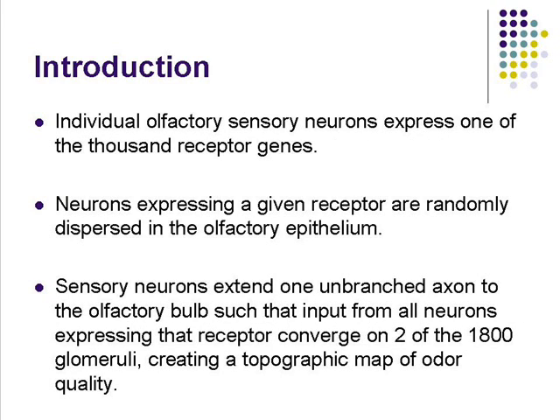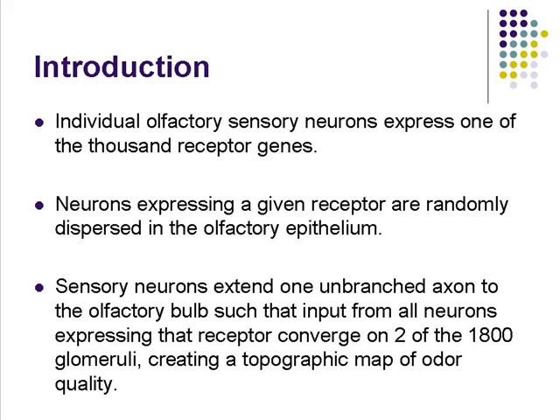Individual olfactory sensory neurons express only one of the 1,000 receptor genes, such that the neurons are functionally distinct. Cells expressing a given receptor in the olfactory epithelium are randomly dispersed within one of 4 broad zones. Sensory neurons extend a single unbranched axon to the olfactory bulb, such that the projections from neurons expressing a specific receptor converge on 2 out of the 1,800 glomeruli. The pattern of convergence is absolute and invariant in all individuals in a species.